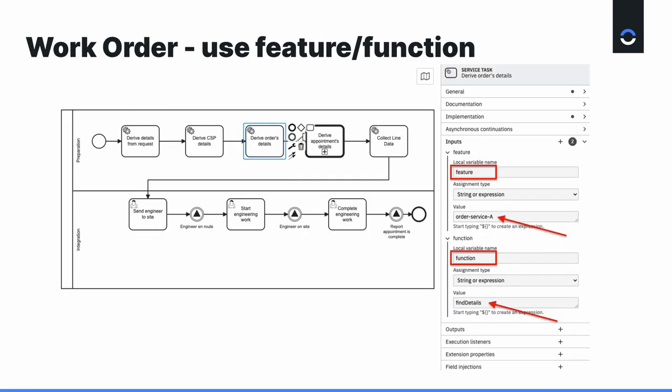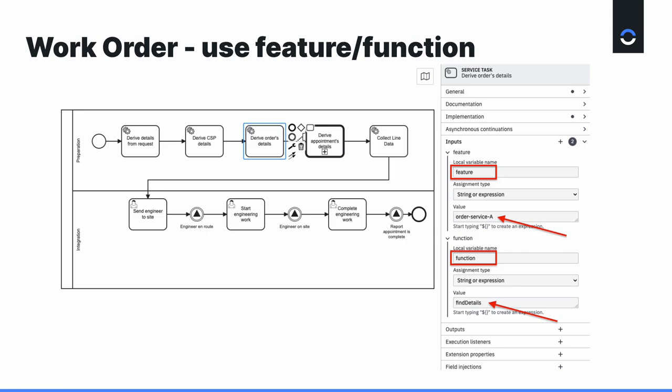And I would like to show you here how we can use in the Camunda workflow our approach with using feature and function. So as you can see, this is one of the service tasks. And in service task, we have to provide two inputs, feature and function.